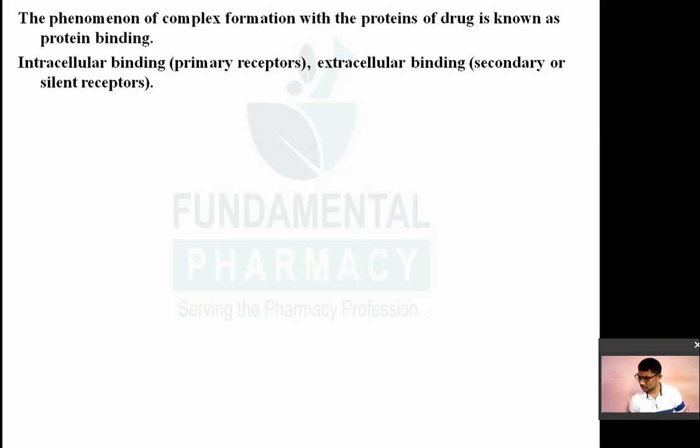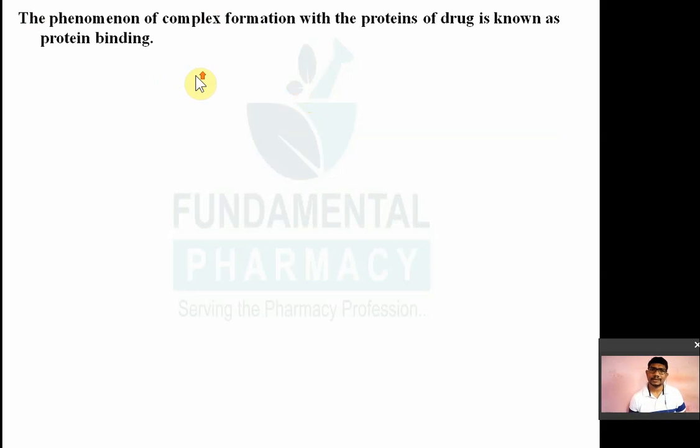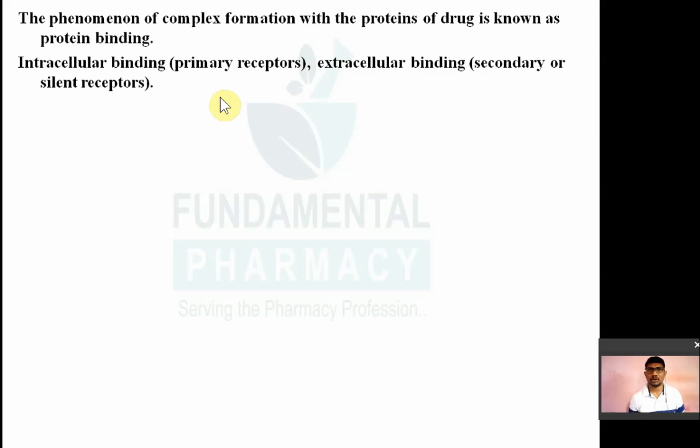So if your drug binds to intracellular protein, they are known as the primary receptors. They are known as a primary receptor regarding the protein binding of drug, not other receptors, not a receptor like your ion channels and all. That is another receptor. So if a drug binds to intracellular proteins within the cell, that is known as a primary receptor. And if the drug binds to other protein present in the plasma, that is known as extracellular binding, or known as a silent receptor or secondary receptor.